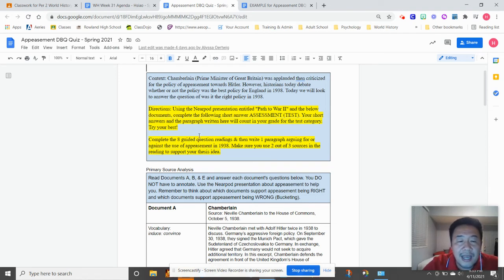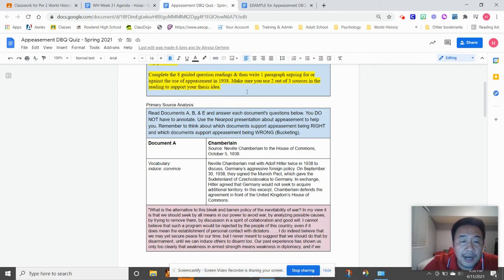Okay, so you're going to have some short answers, eight total questions, and there's different questions for each of the documents. So there's 3 documents. So make sure you read and then write one paragraph arguing for or against the use of appeasement in 1938. Make sure you use at least 2 out of these 3 documents. Make sure you use at least 2. Okay, that is either document A or document E, or you can use document B and document A. Okay, so you choose which ones you want to use for the writing at the end.